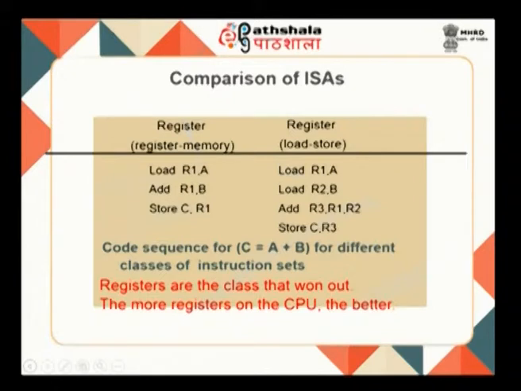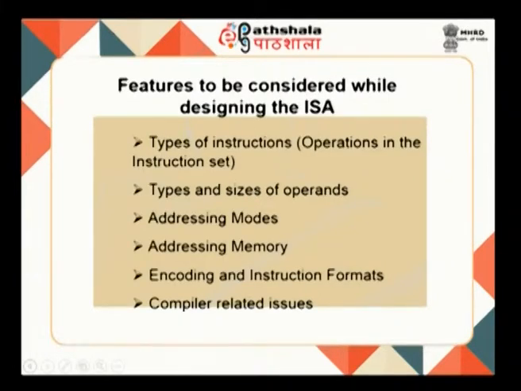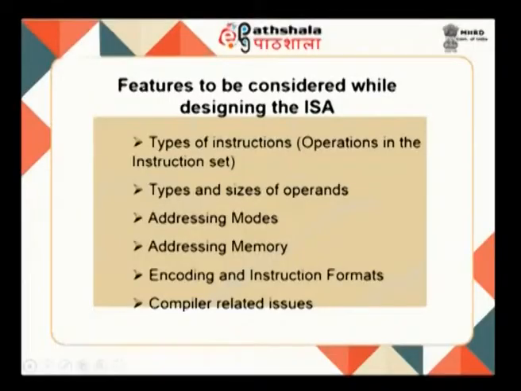Now, registers are the fastest class of storage, and the more registers on the processor, the better. So, this gives you an example of the GPR architectures. It gives you the number of memory addresses, the maximum number of operands allowed, the type of architecture that is used, and example architectures. Now, once we have a feel of what an ISA is, first of all we are going to look at the different features that need to be considered while designing the instruction set architecture.